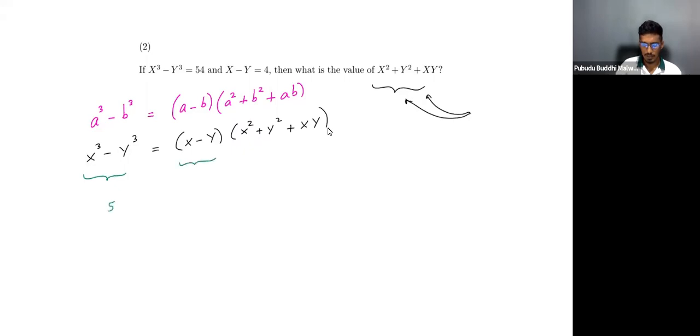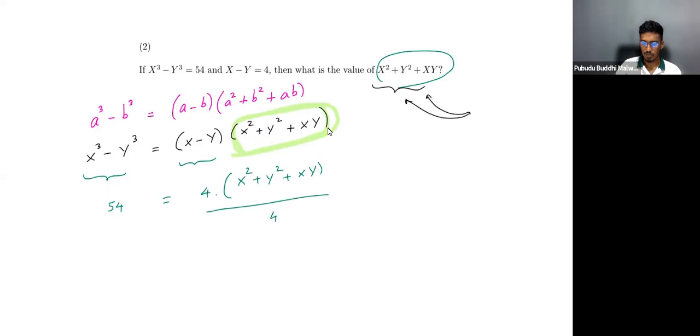So we can replace. Don't worry about this entire part. Yeah, there are 3 terms, but you can consider that whole thing as a single term. That's what I'm going to do here, because we need that quantity. So to get that, you can divide both sides by 4. I think that's the answer.